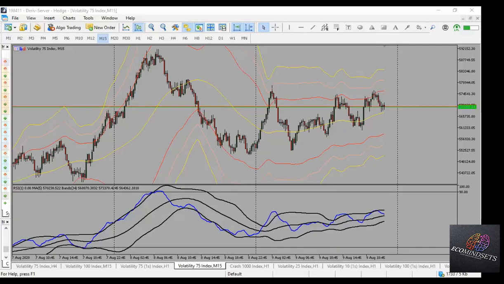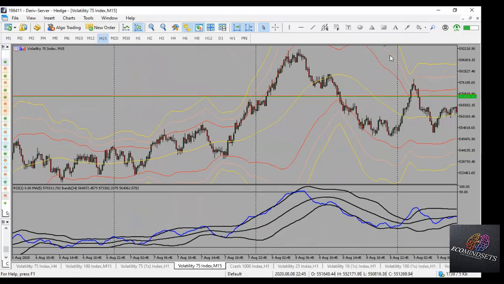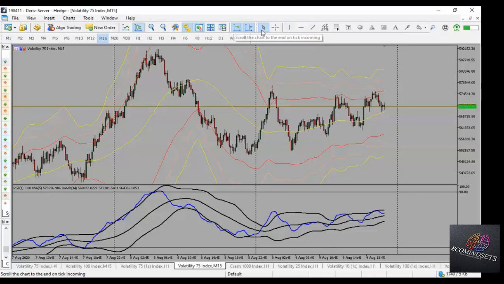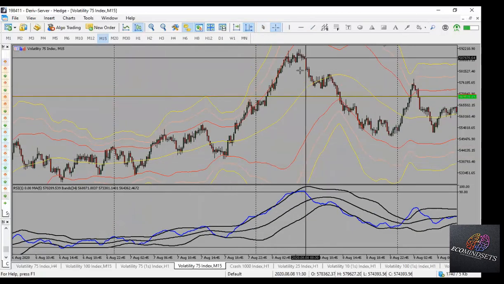This is the beauty of this whole strategy. You can use it on any pair and it will work perfectly well, as you are using it on Boom and Crash. It's not going to fail you. Once you have followed all the rules, you should be in what? A very good profit. So let's see another opportunity here.